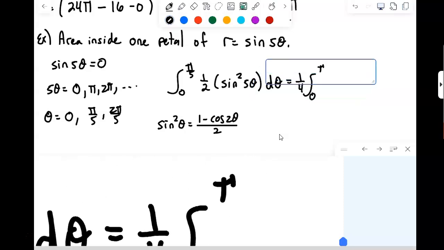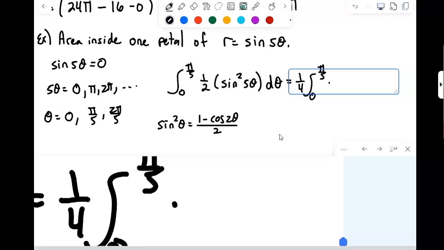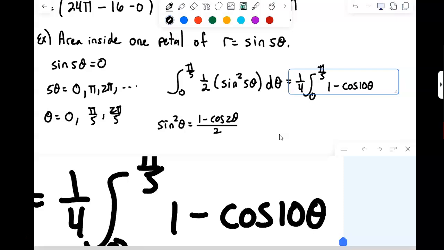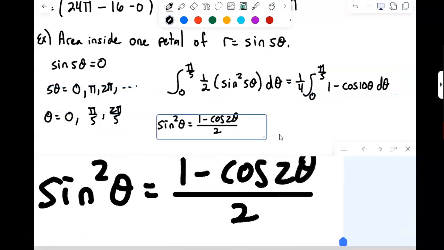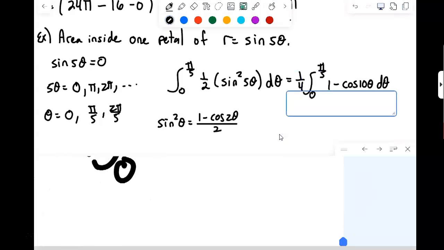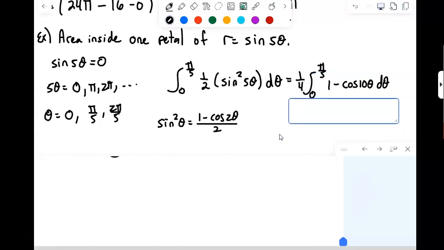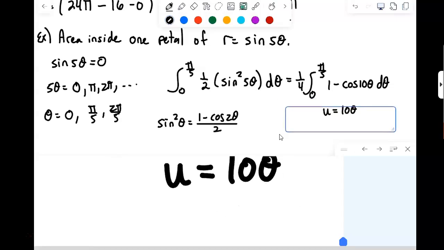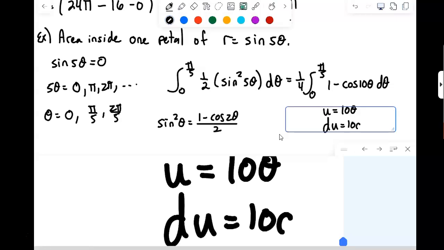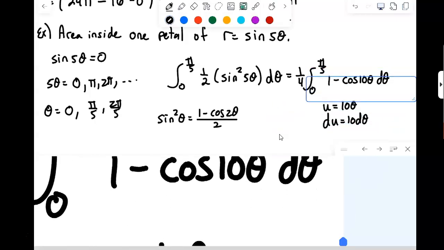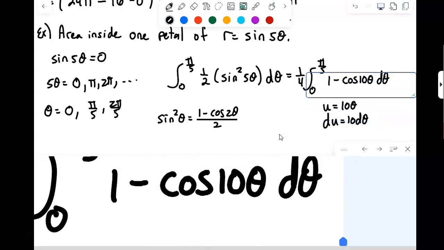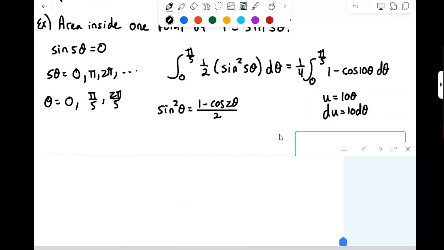Integral 0 to pi over 5 of 1 minus the cosine of twice the angle. The angle was 5 theta, so that will be 10 theta d theta. All right, and now we're ready to work the integral out. For that, we'll have to do a substitution for the cosine. So u equals 10 theta, du equals 10 d theta. So I'm going to have to put a 10 with the d theta for that one to carry it through. So on the outside, I'd have to divide.